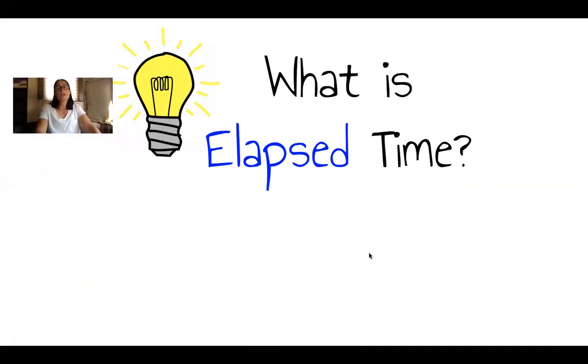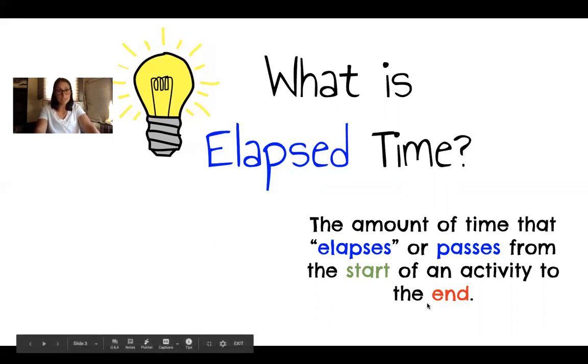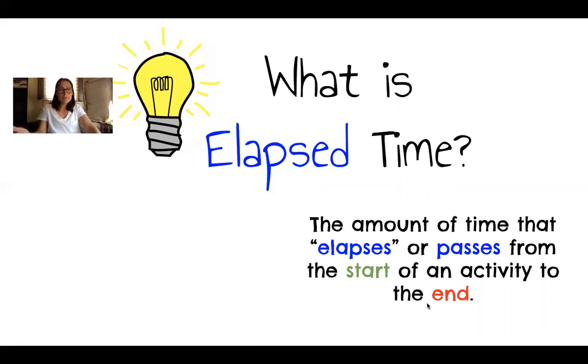What is elapsed time? Well, it is the amount of time that elapses, which elapse is a big word. So elapse means passes. It's the amount of time that passes from the start of an activity to the end of an activity. So like I said, when I'm at that baseball game, I need to know when it starts and how long it's supposed to be, and then what time will it end. Or maybe I'm at a birthday party and I know the birthday party starts at 5 and it's going to end at 7. So how much time has passed in between there?